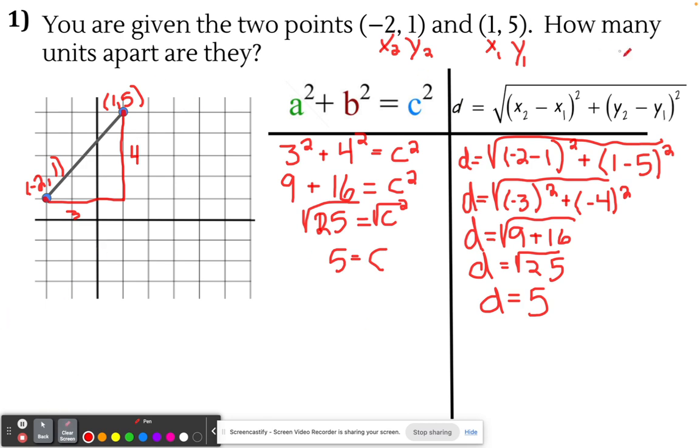So these are the same thing, just written a little bit differently. And there are times you will not have your graph paper, and so you'll want to use the distance formula, or your triangle may be situated in a more unique way, so it's harder to count the distance.